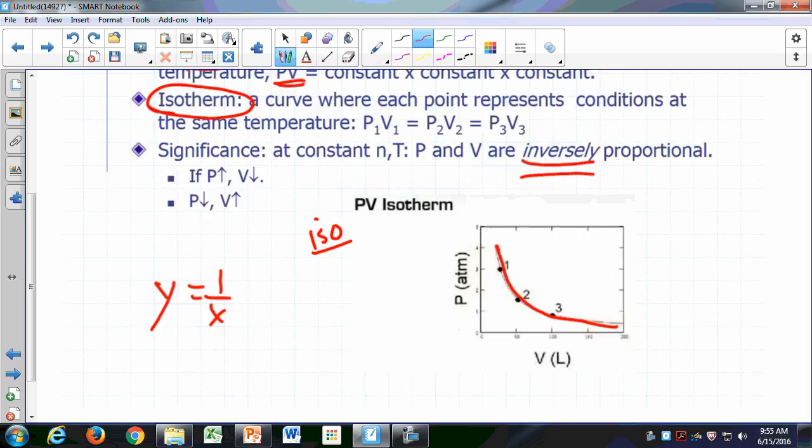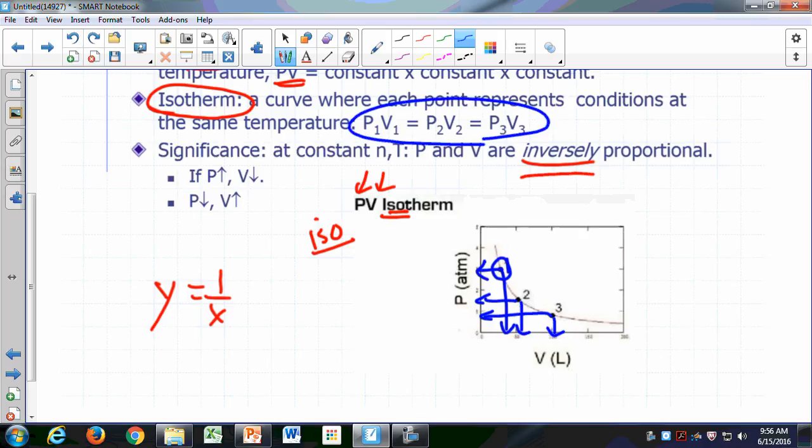Iso means the same, right? So this is a plot of pressure versus volume at constant temperature. This plot is called an isotherm. In an isotherm, the product of pressure and volume is constant. So P1 times V1, this P1 right here times V1 over there, would be equal to P2 times V2. It will be equal to P3 times V3. That's an important equation to realize: if you have an isotherm, the product of pressure times volume is going to be equal to a constant.